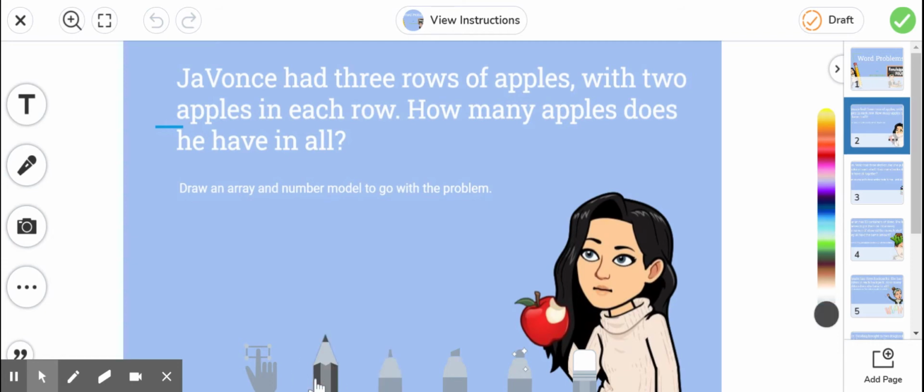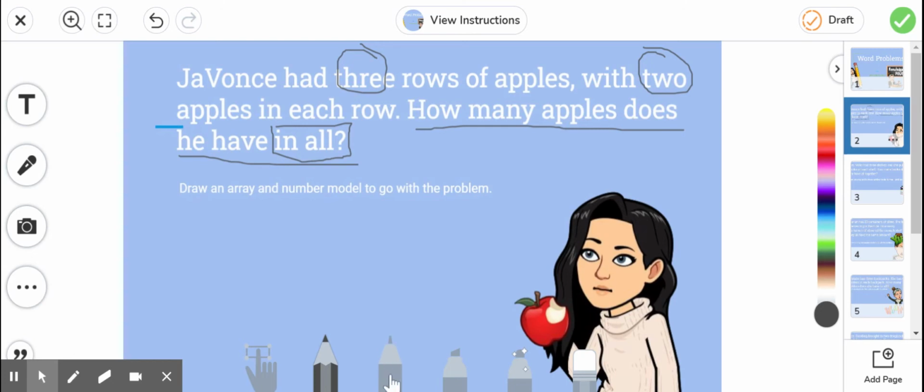So first of all, you need to circle your important numbers, 3 and 2, and underline the question, how many apples does he have in all? And the key word in all tells you to add. That's right. So your next step is to draw an array, and then your next step is to write a number model to go with the problem.